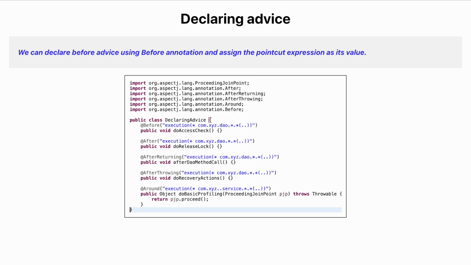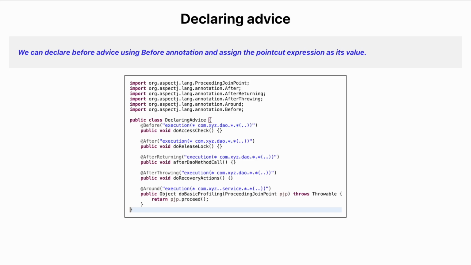The AfterThrowing annotation can be used to match method execution which exits by throwing exceptions. We can use the throwing attribute to match the method which throws a particular type of exception, and the thrown exception object will be available inside the method. After annotation: the advice method runs after the matched method execution exits normally or by throwing an exception. Around annotation: the advice method return type should be Object and its first argument should be of type ProceedingJoinPoint.